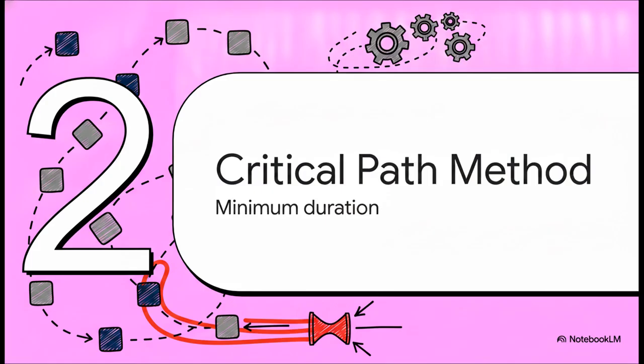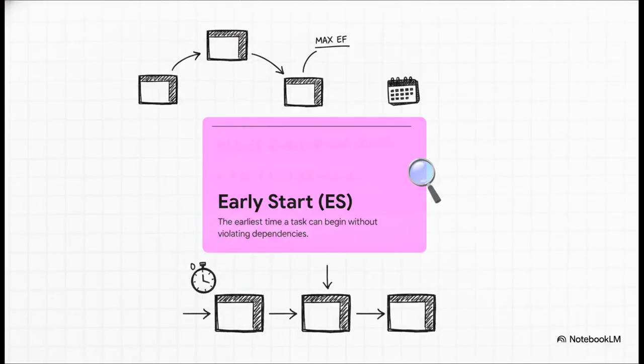Moving right along to Section 2, defining the critical path method. To figure out the absolute minimum project duration, we have to find the longest sequence of dependent tasks. Essentially, we're hunting for the bottleneck of your entire operation. But before we crunch any numbers, let's get our terminology straight.